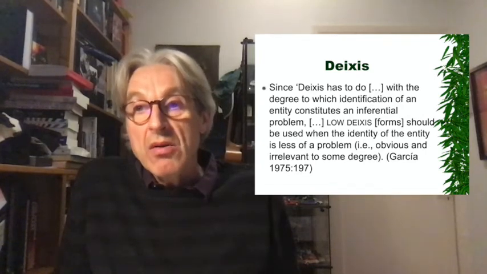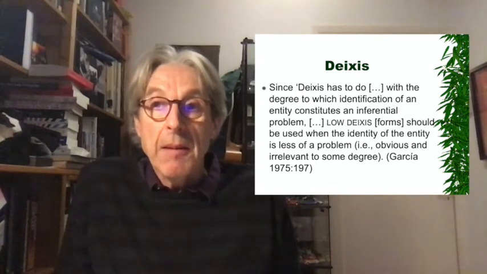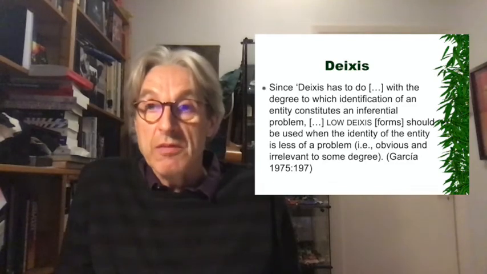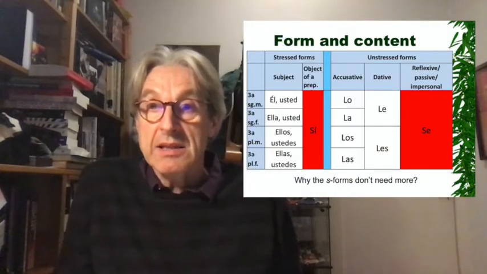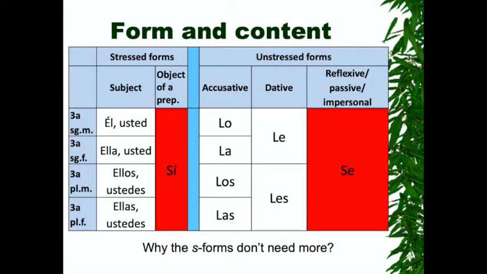Now, this low deixis is particularly applicable to the S forms, sé and si, as you can see in the next slide. In these slides, you see that both the S forms are marked in red, which means that they do not give any morphological information other than if they are oblique forms, or in other words, non-subject forms.